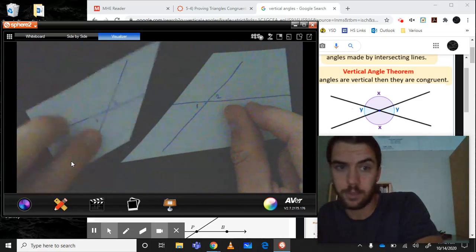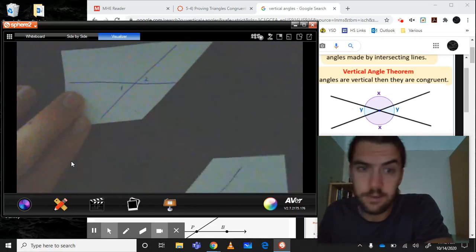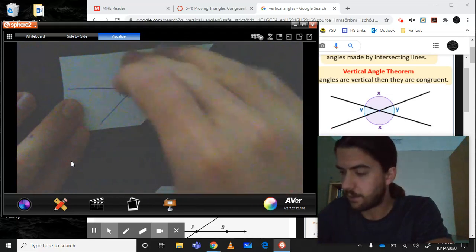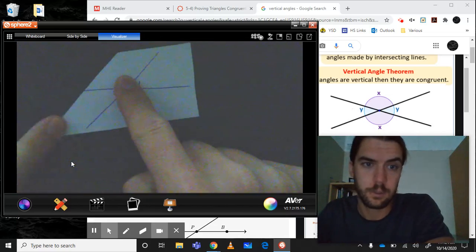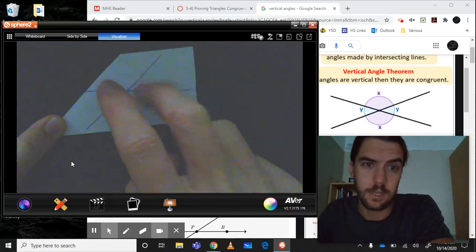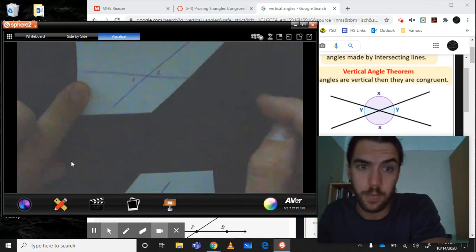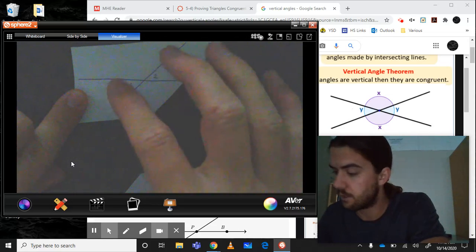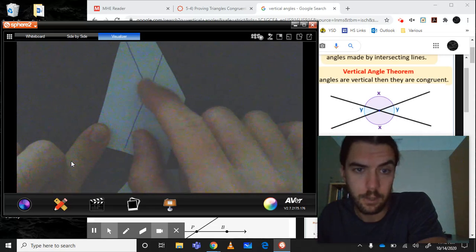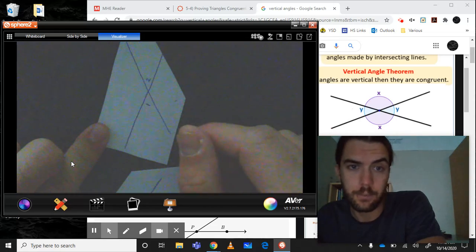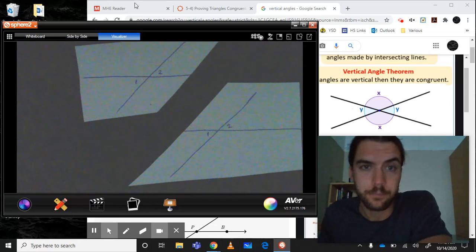So if I flip this back around, you can see the original picture, and we can say that this picture does not look any different if I rotate it by 180 degrees. This picture stays the same, the labels just move. The 1 ends up on the top right, whereas before it was on the bottom left. So this is showing that those vertical angles, those angles that we can line up vertically above each other, are always congruent. They are the same measurement.